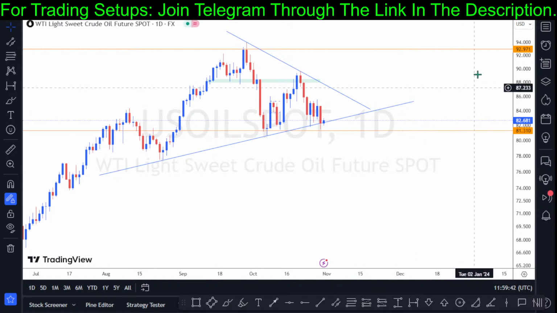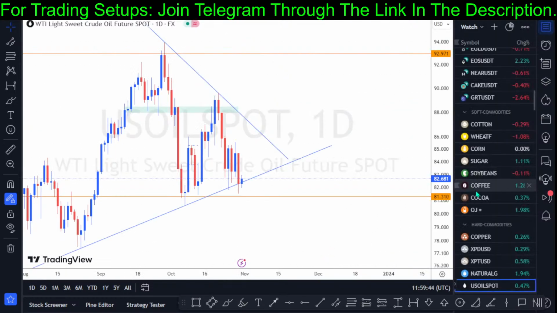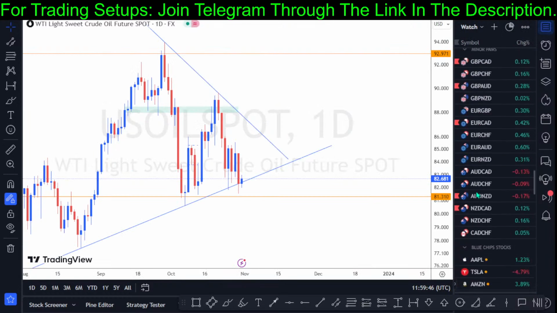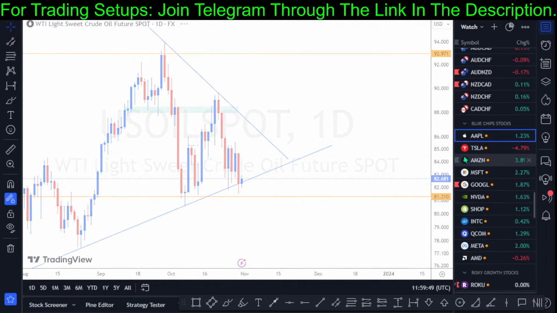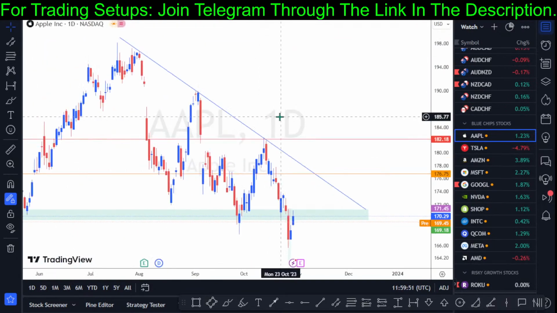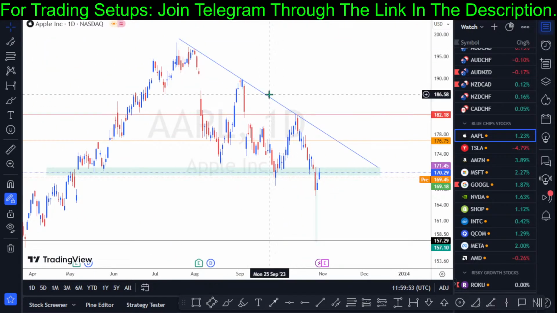So let's go to the stock market. I haven't been giving analysis on the stock market for some period now. Let's go to the stock of Apple. For those who are stock traders, let's see what we have on Apple.